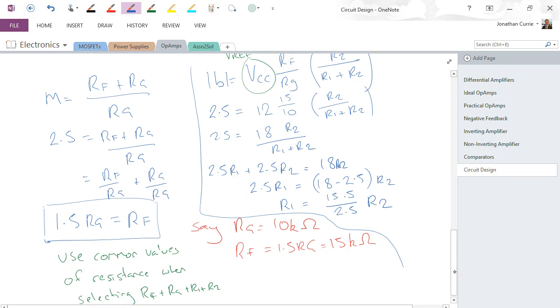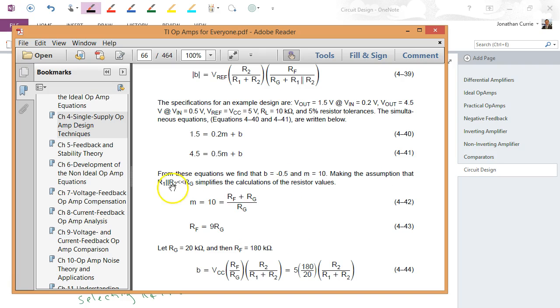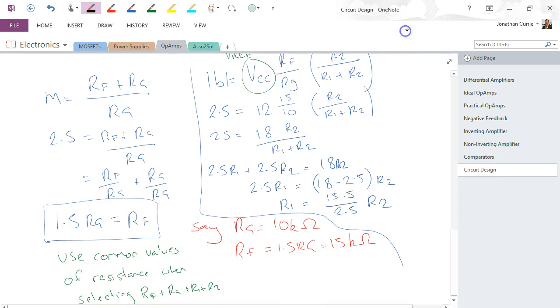In this case it's a little harder to choose the values of R1 and R2. The thing we have to remember, of course, is that R1 and R2 in parallel, sorry, these two values, must be much less than Rg. In this case I'm going to choose R2 is equal to 100 ohms. Right, it's small, but it's not too bad.